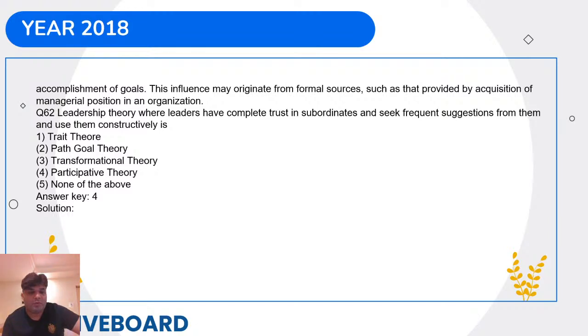Now let's take a look at the questions. Leadership theory, where leaders have complete trust in subordinates and seek frequent suggestions from them and use them constructively, is called as participative theory. Now, for example, if you don't know the answer to this, even then by using common sense and logic, you can answer this question. You can definitely take a chance. When a leader takes the opinion of his subordinates and juniors into cognizance and acknowledges that, that is quite naturally participative development. So the answer has to be participative theory, right?